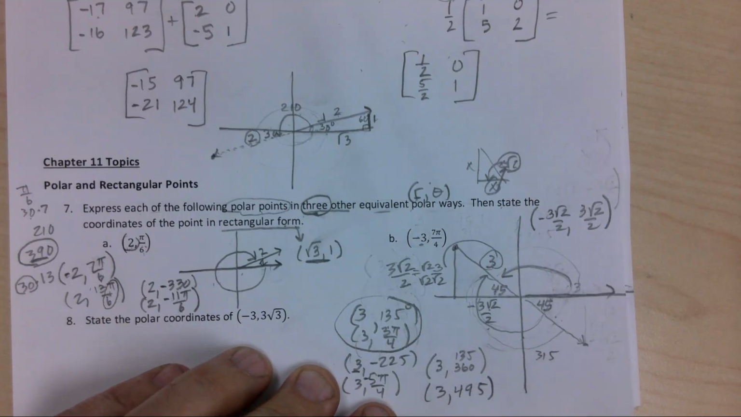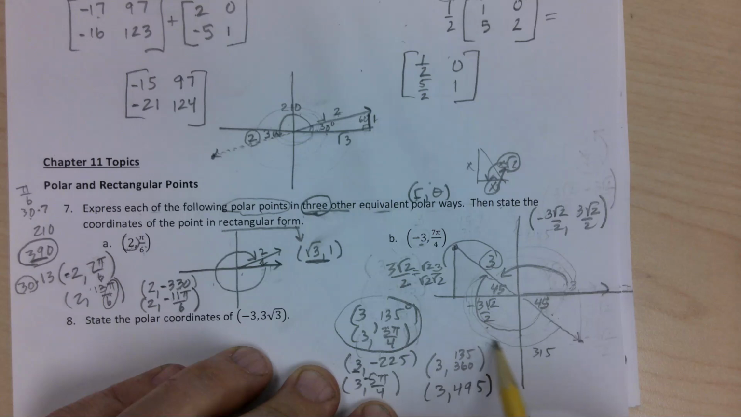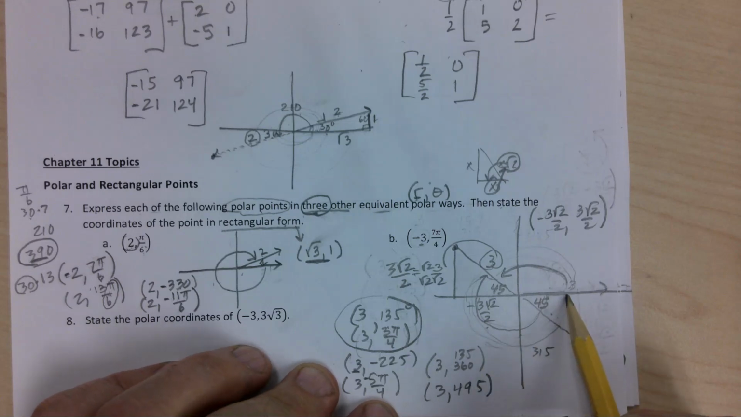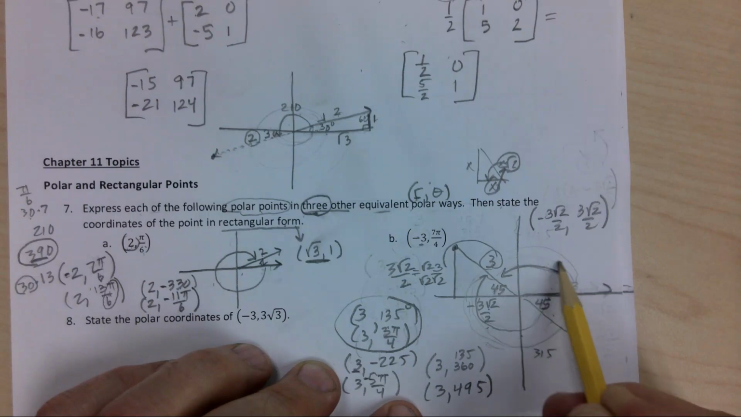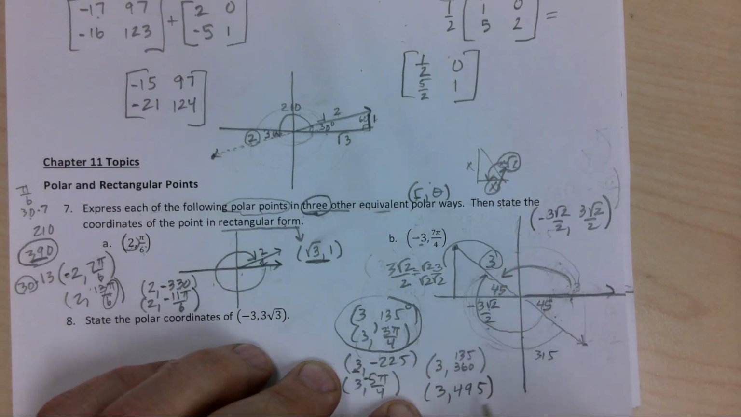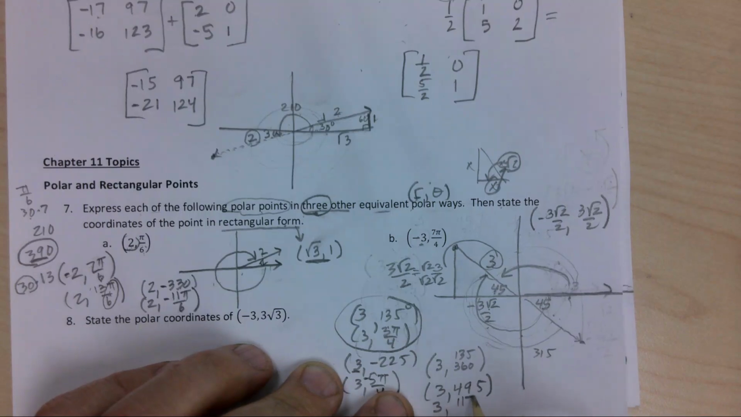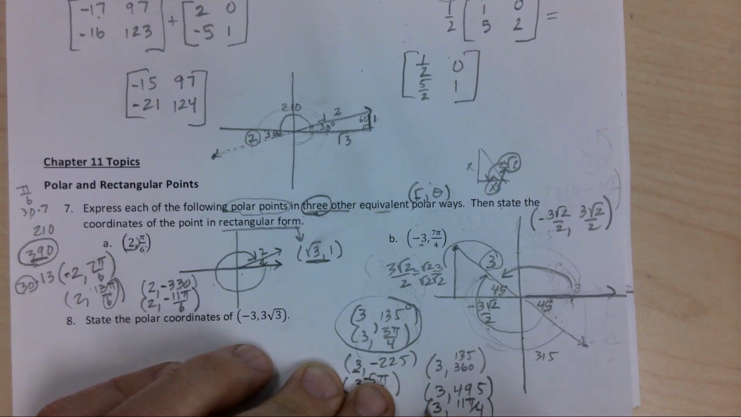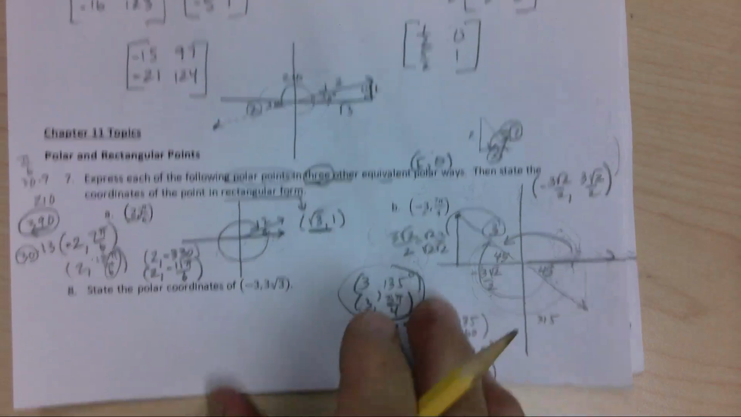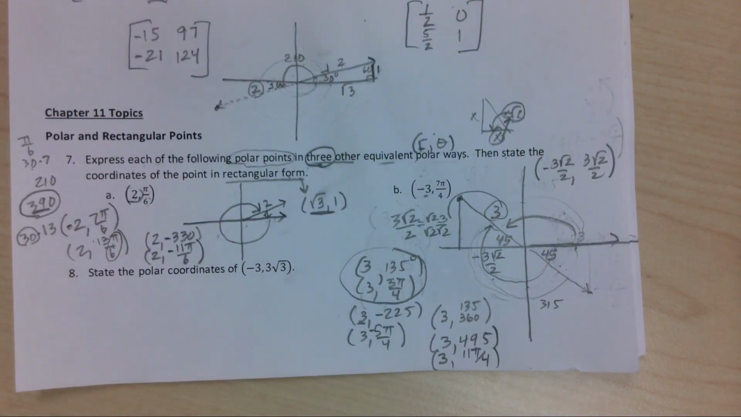495. So to go all the way around would be 8 pi over 4s, 9, 10, 11 pi over 4s. All right, so yeah, we have exhausted that problem completely.